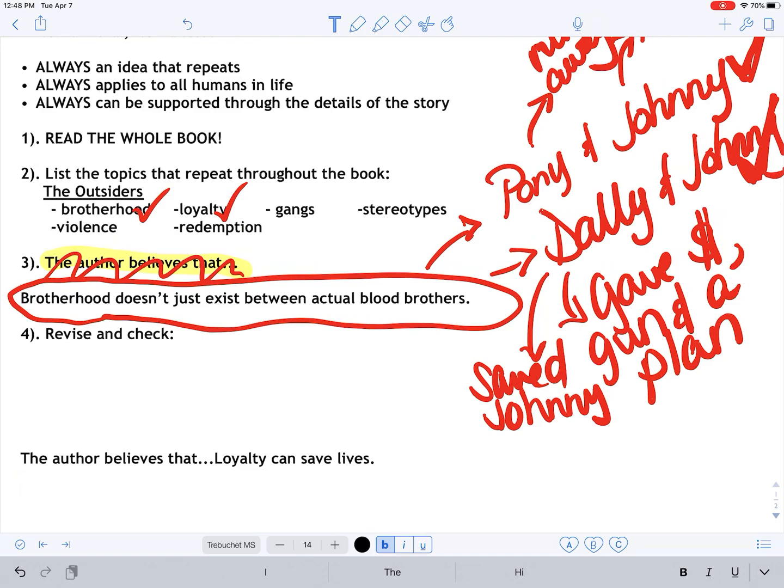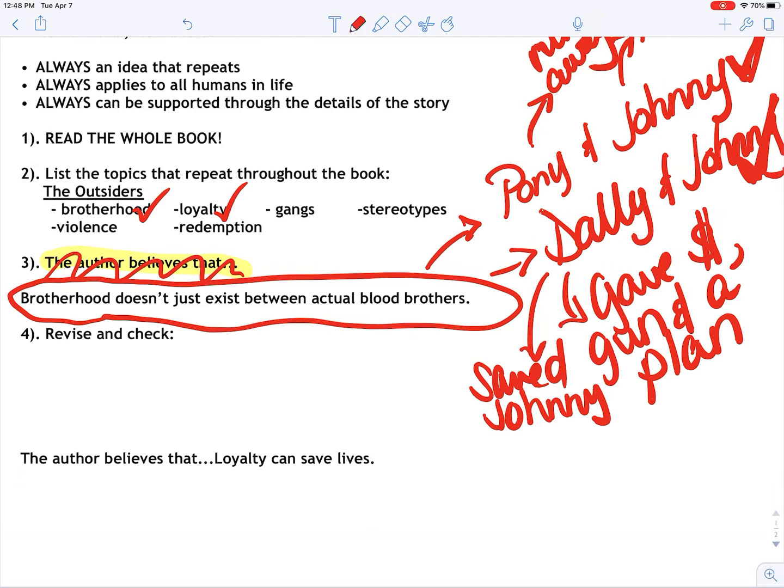We're at the revise and check part, which means that we're going to revise by getting rid of this, and we're left with loyalty can save lives. That's a complete sentence. It's a complete thought. It's general. It applies to all people. So far, so good. Now let's check and make sure we have the proof that we need.